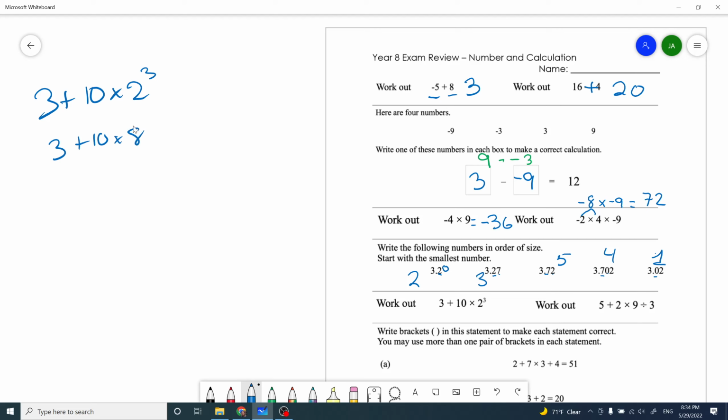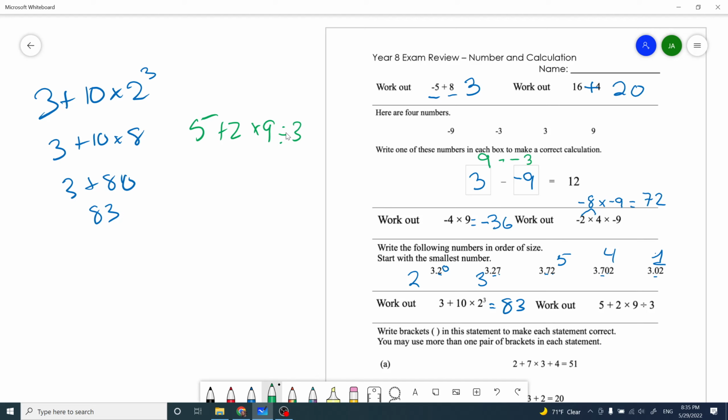Next, we have the D and the M. So division, multiplication, we have some multiplication here. So 10 times 8 is going to give us 80. And finally, we have 3 plus 80, which gives us 83. So our answer to this first one is 83. Next, we have 5. Let's use a different color. So we have 5 plus 2 times 9 divided by 3.